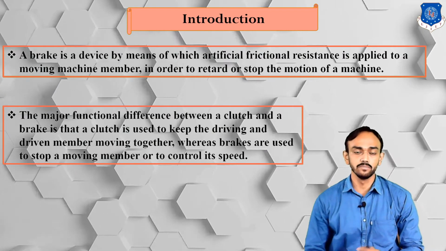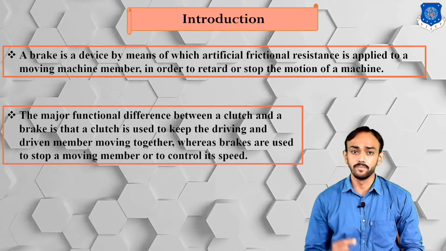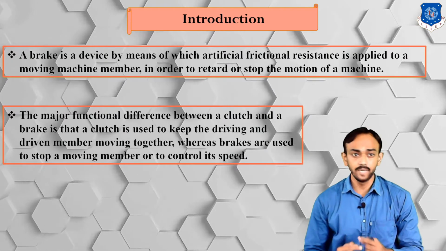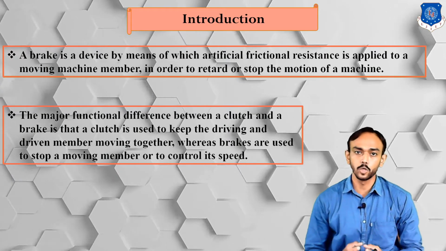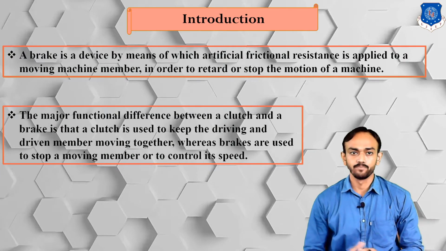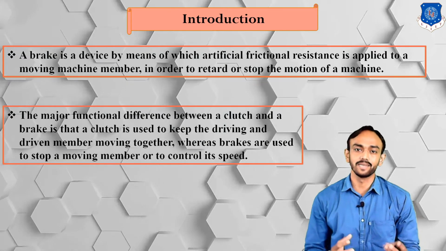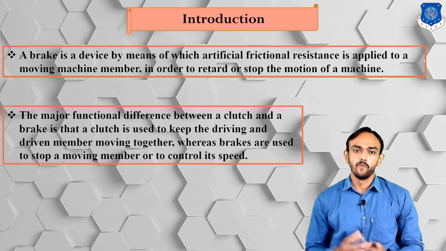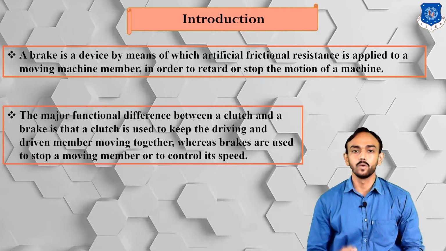What is the difference between brake and clutch? The major functional difference is that a clutch is used to keep the driving and driven members moving together. A clutch allows the driving and driven members to move independently, and when we require transmission of motion, we can connect driver and driven by the clutch. Whereas brakes are used to stop the moving member or to control its speed.